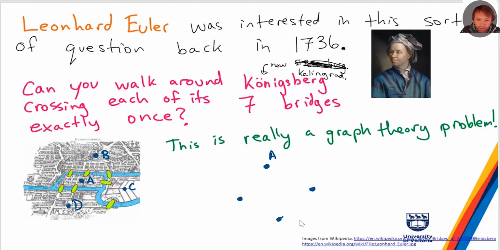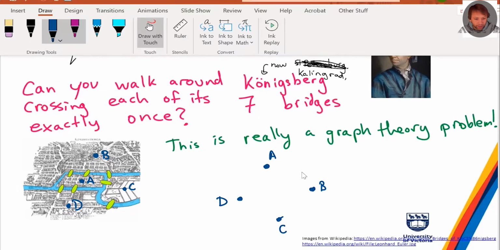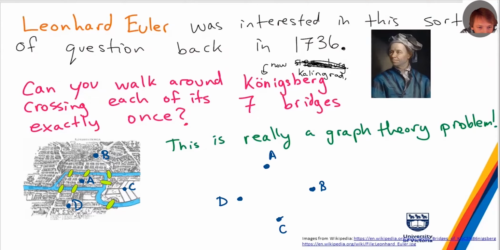And then I'm going to represent the bridges by edges. From A to B, there are two bridges. From A to C, there's one bridge. Do let me know if I mess this up. From A to D, there are two bridges, I think. And then from D to C, there's a bridge. So have I got seven here? 3, 4, 5, 6, nope. And then from C to B, there's a bridge. Okay, so that should be seven bridges.